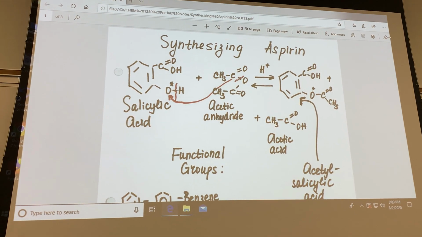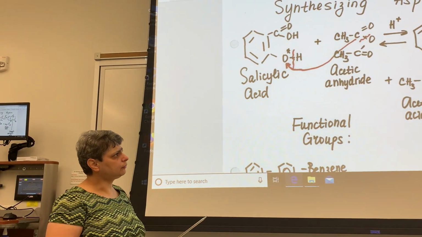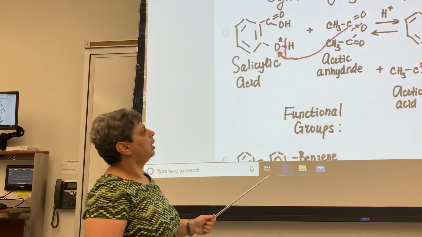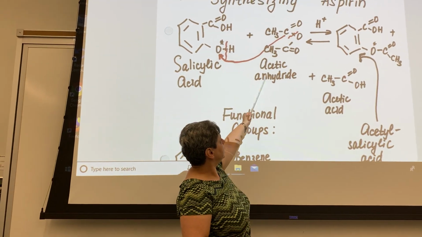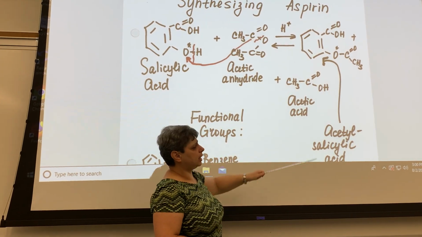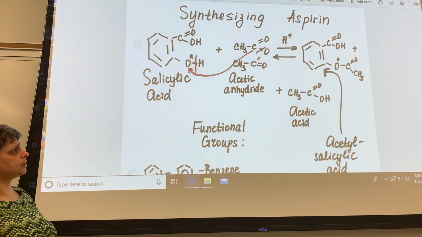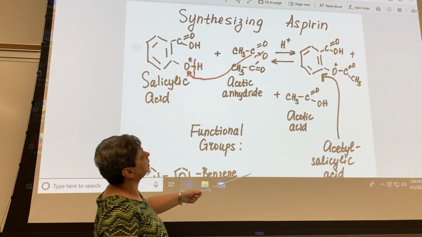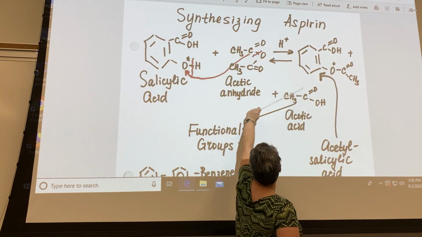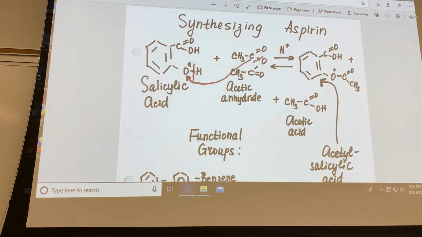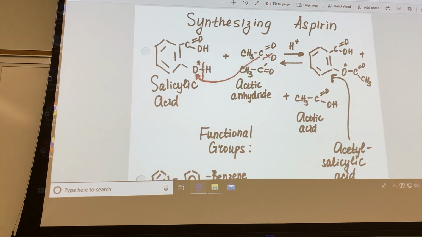And so what we have in our hands after crystallization and filtration: the liquid materials like the anhydride and acetic acid, all dissolved in water, would be separated from the solid. But the solid would then contain both aspirin and unreacted salicylic acid. And that requires us to perform purification.